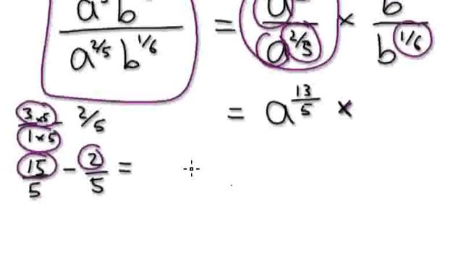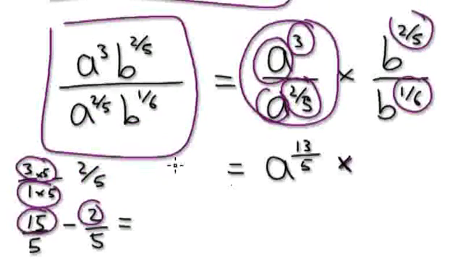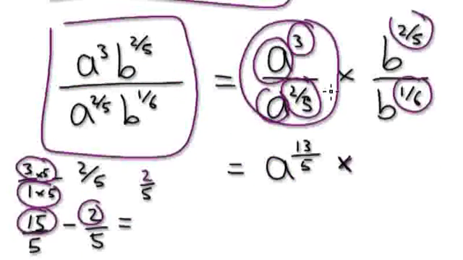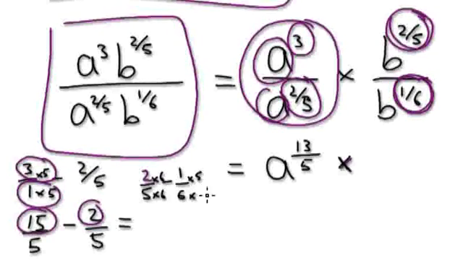So it's 2 over 5 take away 1 over 6. Sorry, I'm thinking. It's just a matter of getting this, taking away this. So let's times top and bottom here by 6, and over here times top and bottom by 5, just to get the two denominators to be the same.